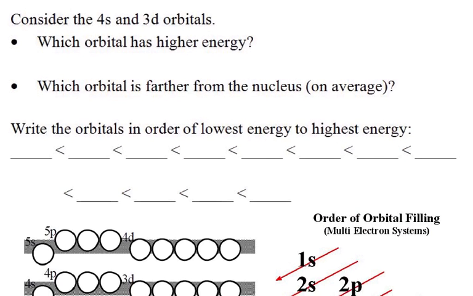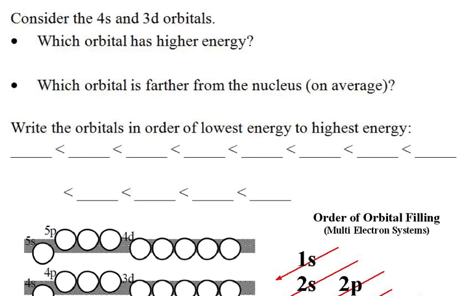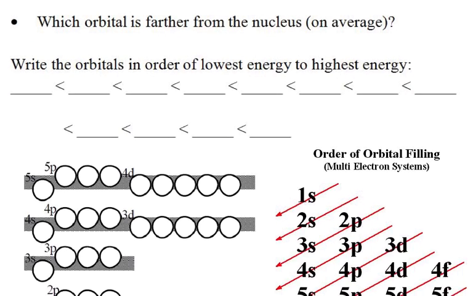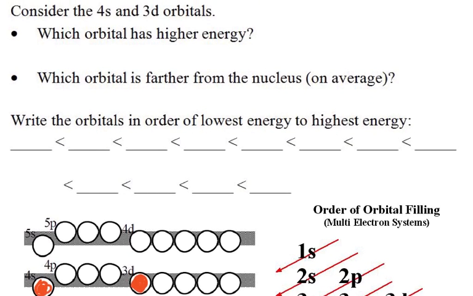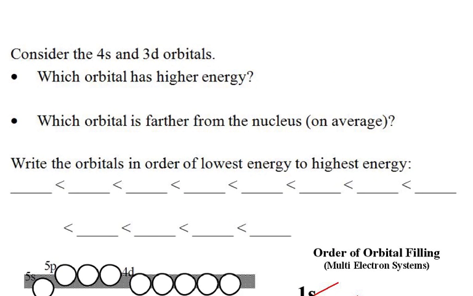The last little piece: let's talk about the 4s and 3d orbitals. Which orbital has higher energy? Now this gets a little bit tricky. We have to go back to one of our diagrams, and I really like this diagram. We can see here's our 4s, and here's our 3d orbitals. The 3d is a little bit higher energy than the 4s. So which orbital has higher energy? The 3d. Even though it's on the third floor, even though it's the third shell, it actually has a little bit higher energy because of the d shape.